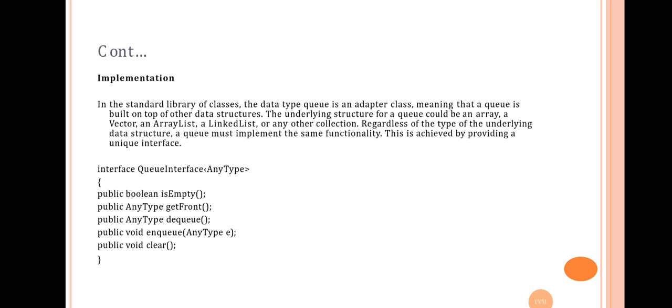Next, implementation. In the standard library of classes, the data type queue is an adapter class, meaning that a queue is built on top of other data structures. The underlying structure for a queue could be an array, a vector, an array list, a linked list, or any other collection. Regardless of the underlying data structure, a queue must implement the same functionality. This is achieved by providing a unique interface. So here we are using empty, get front, dequeue, enqueue, and clear.